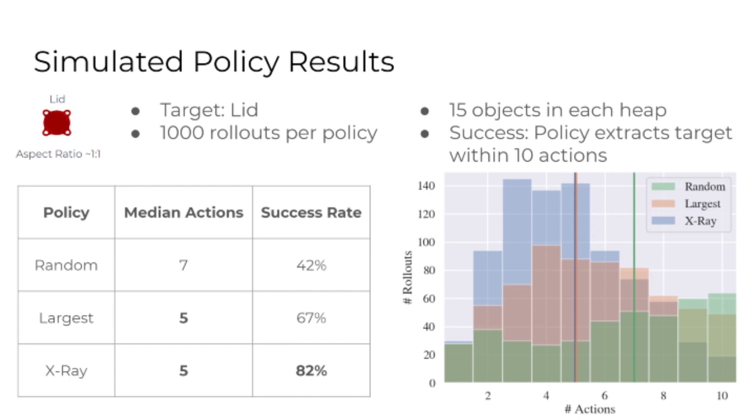In 1,000 simulated rollouts of 15 object heaps per policy, we find that the X-ray policy outperforms all baselines, succeeding in extracting the target object within 10 actions 82% of the time, as compared to 67% for the best performing baseline. In successful rollouts, the X-ray policy extracts the target in a median of 5 actions. The full histograms across all rollouts for each policy are shown here.